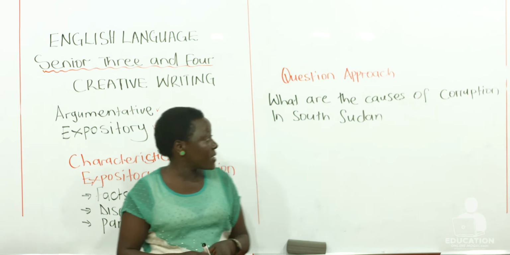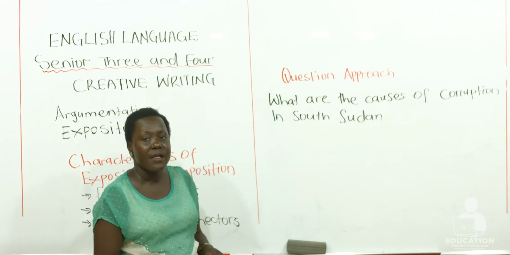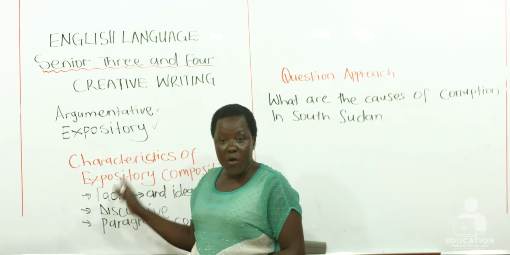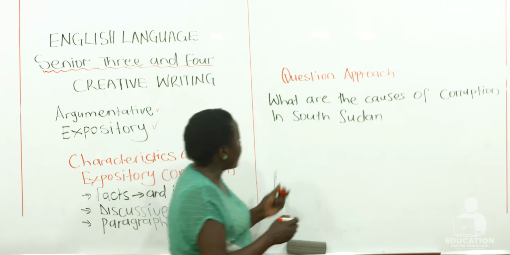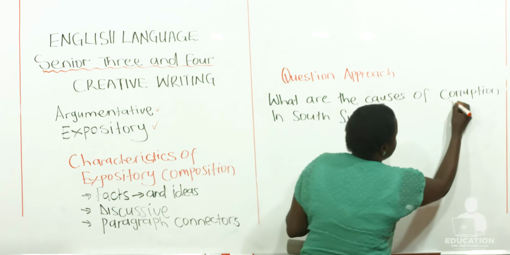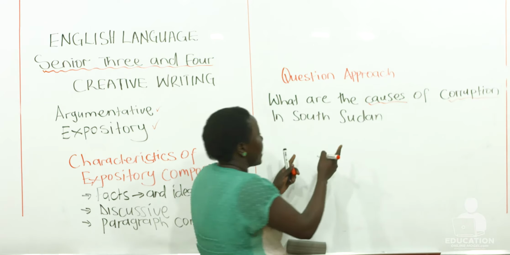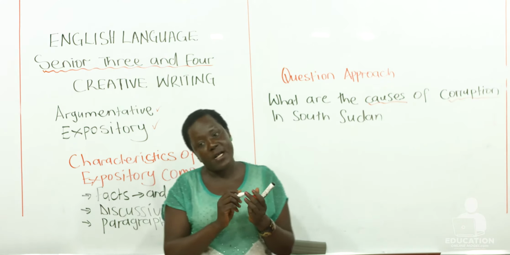Now, in this case, what are our keywords? Because we said you must define the keywords. That is one of the characteristics of expository. Our keywords can be corruption and even causes. Then South Sudan should be your point of focus.